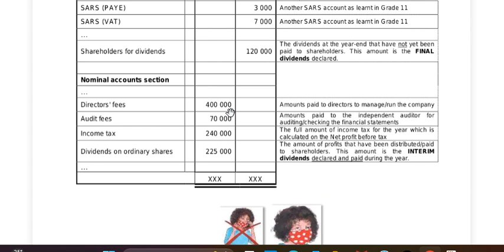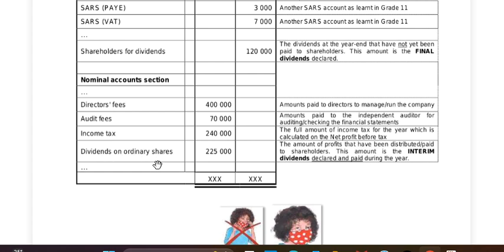Then you'll have directors' fees, which are amounts paid to directors to manage and run the company. Directors' fees, you don't put their fees or salaries under salaries and wages. You keep them separate. Then audit fees, amounts paid to the independent auditor for auditing the financial statements. And then income tax, this is the full amount of income tax for the year, which is calculated on the net profit before tax. So this is not what you owe SARS exactly for the year. This is just what shows under your income statement or statement of comprehensive income. This is what your income tax is for that year, not what you owe SARS overall.